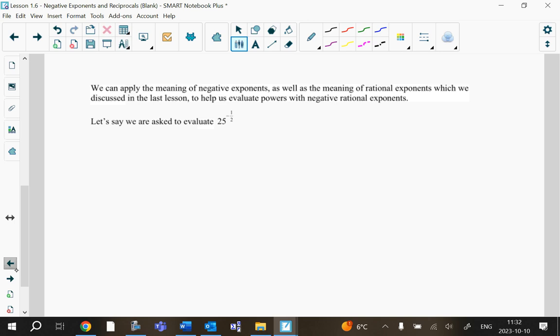Okay, let's take what we learned last class and combine it with what we just did. How would you evaluate 25 to the negative 1/2? It's crazy. So what's the first thing you do when you see a negative exponent? Flip the base and make it positive. So 1 over 25 to the 1/2.